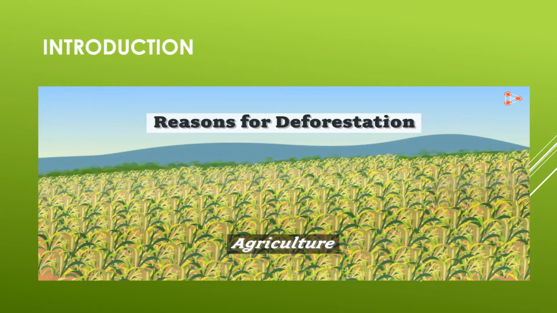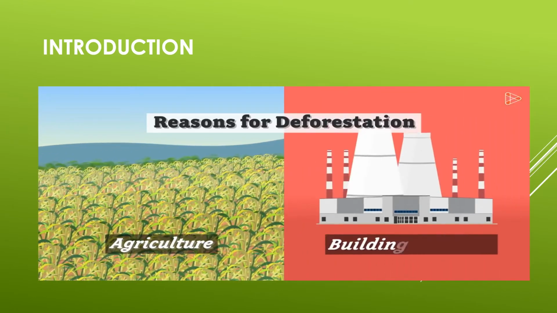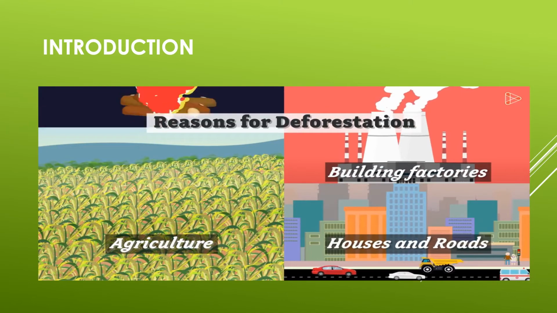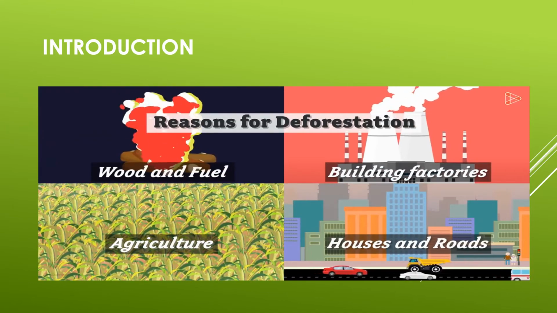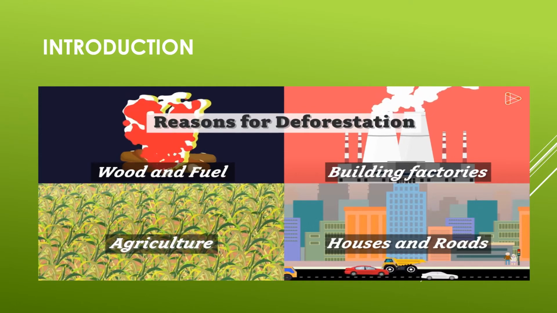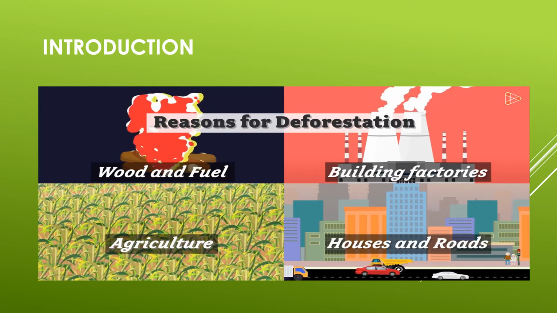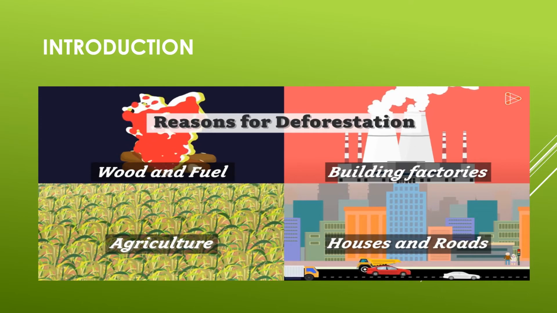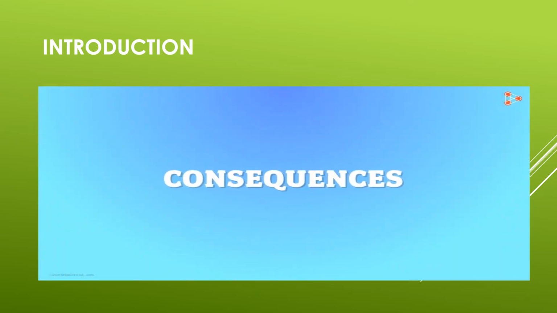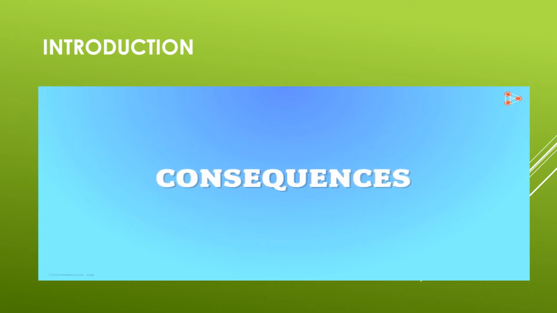What other reasons can you think of? Yes, for building factories, houses and roads. And what about cutting trees for wood and fuel? Isn't that another reason? Of course it is. Man has cut trees over the years, and do you know this very action has caused some serious reaction? Yes, we call them consequences. We cannot get away by reducing the green cover on our planet. Trees and plants are a part of an ecological chain and they maintain a specific balance.